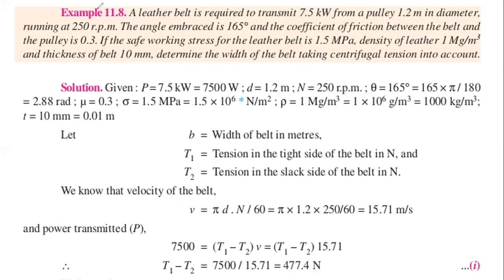So a leather belt is required to transmit 7.5 kilowatts, that is power, from a pulley of 1.2 m in diameter, and it is given that it is running at 250 rpm and the angle embraced is 165 degrees. So the angle is 165 degrees.